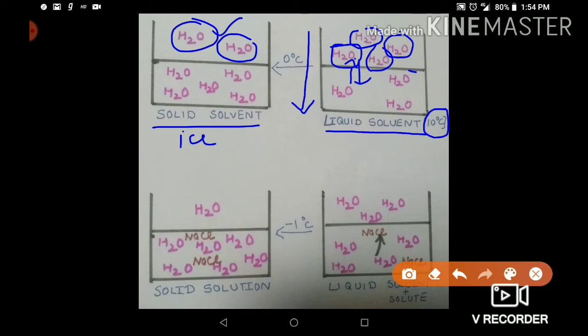Now, continuing this experiment, I am adding non-volatile salt in the above example of liquid solvent. When we add a non-volatile solute, it will act as a hindrance. So water vapors will not be able to evaporate that much. Therefore, now instead of four vapors, there is lowering of vapor pressure. Only three vapors are there.